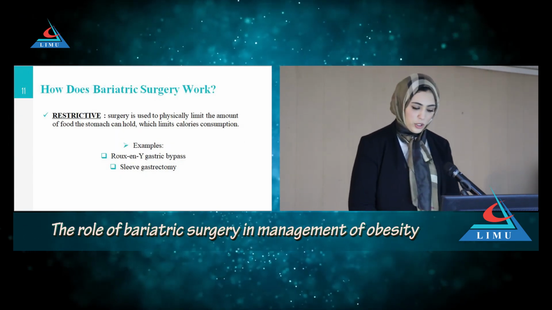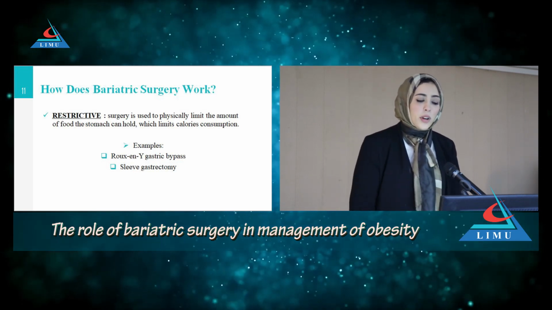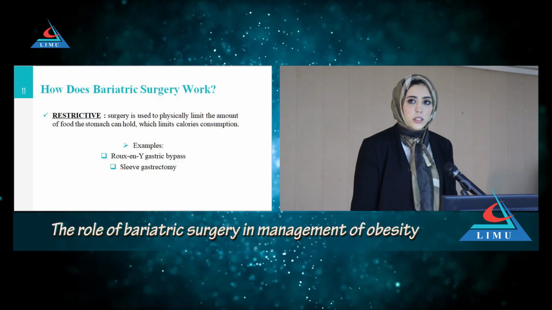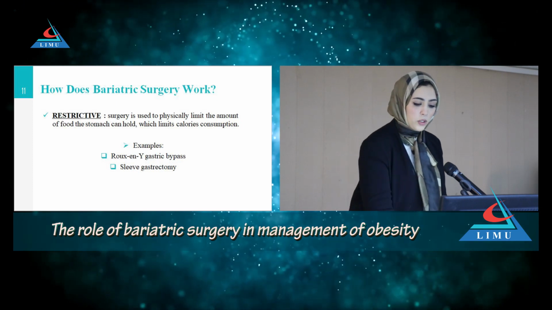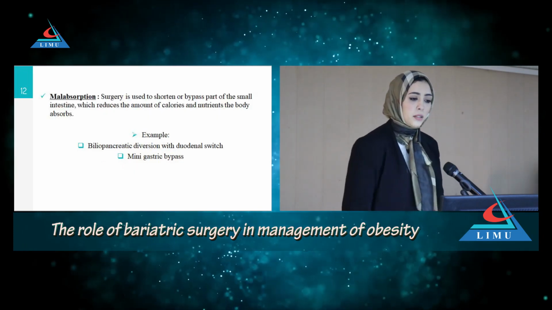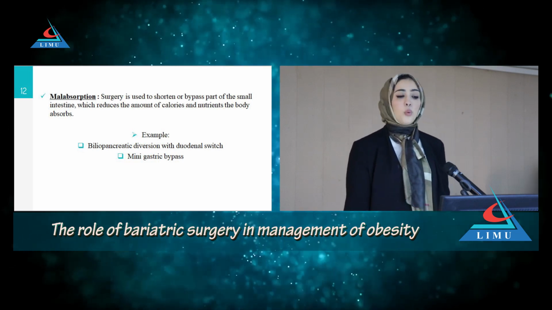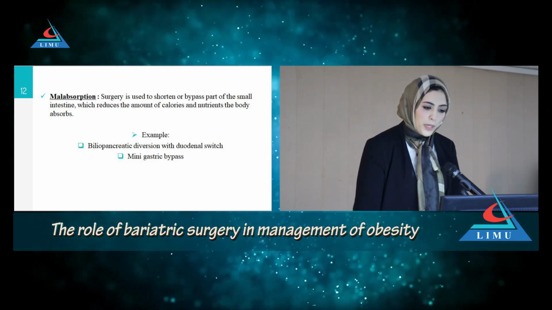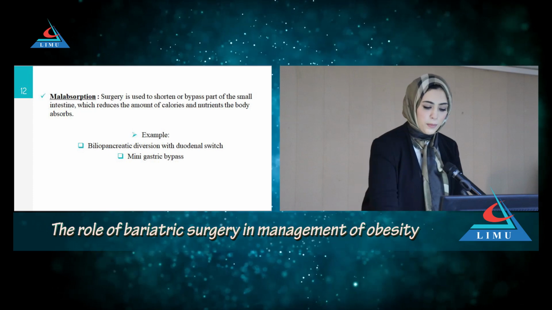How does bariatric surgery work? It works by two mechanisms, which are restrictive and malabsorption. Restrictive surgery is used to physically limit the amount of food that the stomach can hold, which limits calorie consumption. The common examples of these surgeries are Roux-en-Y gastric bypass and sleeve gastrectomy, where I'll talk about every single procedure. And the second mechanism is malabsorption. Surgery is used to shorten or bypass part of the small intestine, which reduces the amount of calories and nutrients the body absorbs. The most common examples are biliopancreatic diversion with duodenal switch and mini gastric bypass.